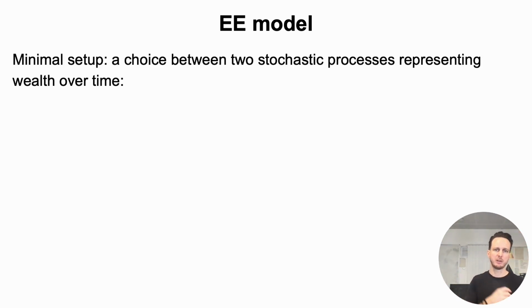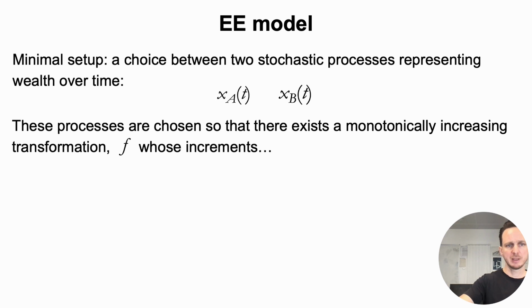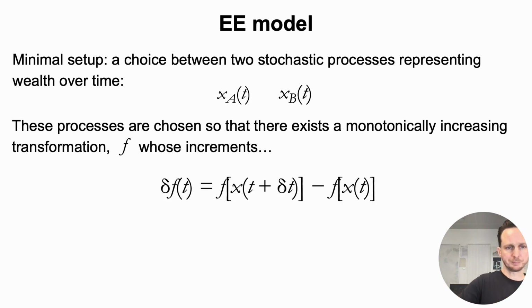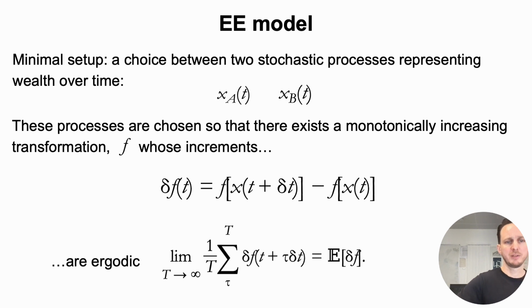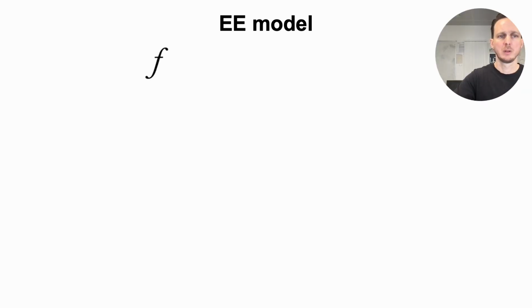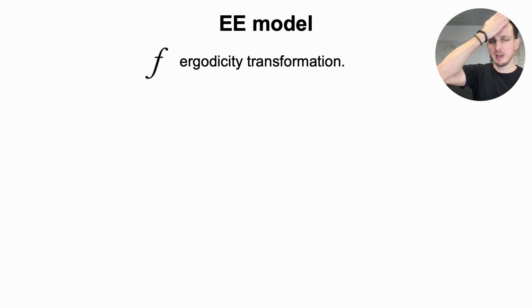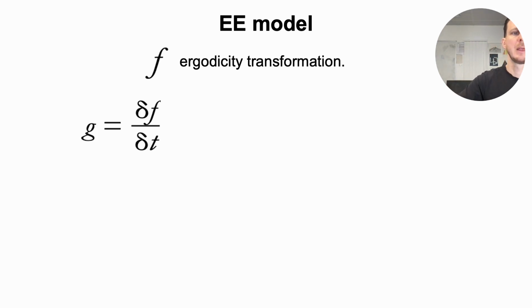It's a choice between two stochastic processes representing wealth over time, A and B. These processes are chosen so that there exists a monotonically increasing transformation f, whose increments are ergodic, basically. So here the expectation value of those changes is equal to the long time average. So f is known as the ergodicity transformation. It's the transformation that renders the increment ergodic. G is the growth rate of wealth, so this itself is fluctuating with those increments.